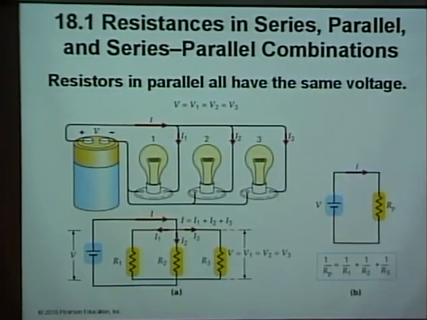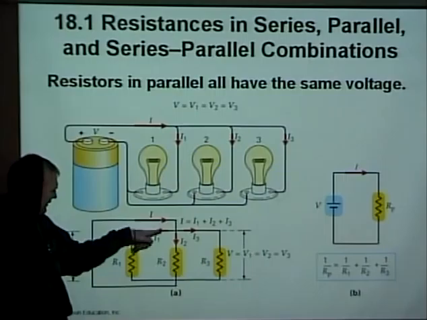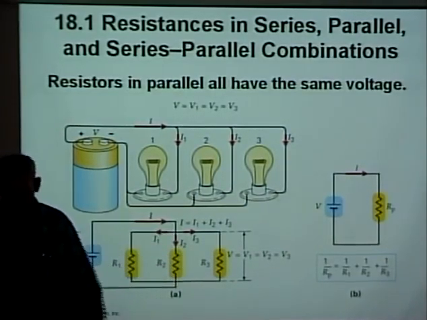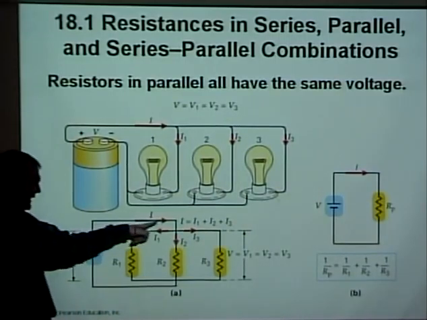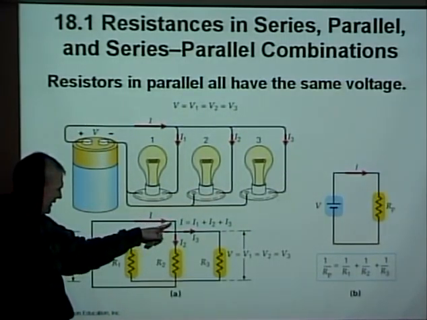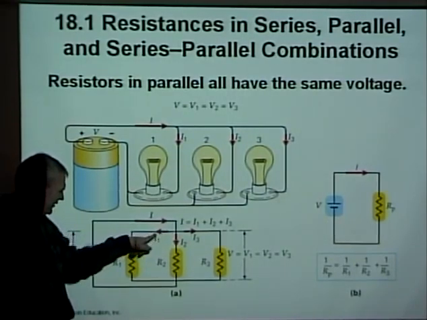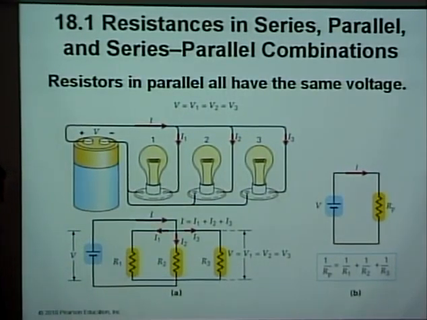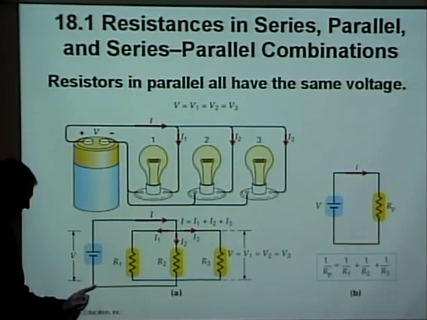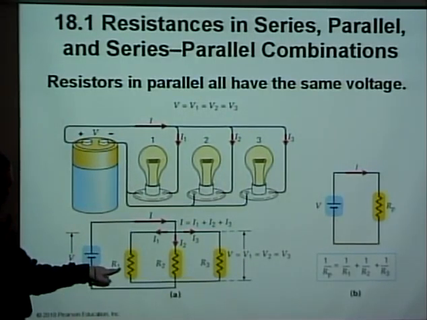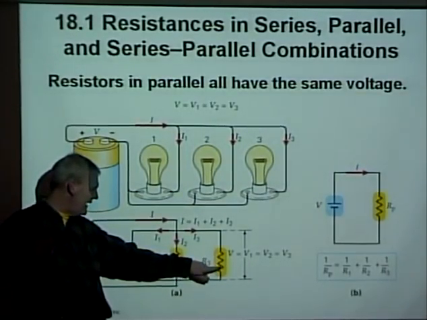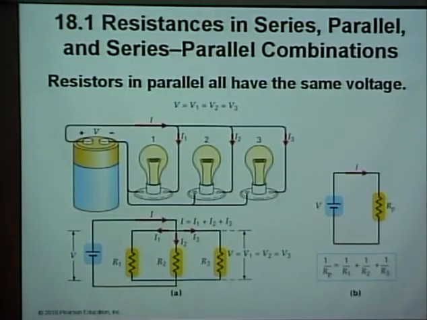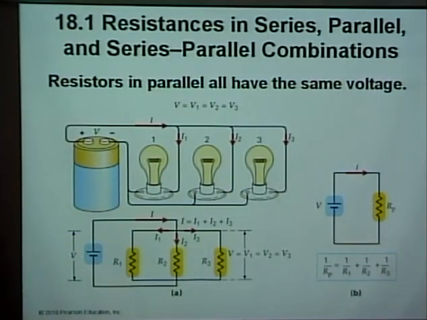Okay, and here they are in parallel. And notice, here's the junction rule right here that we'll talk about in a minute. Notice the current flowing out of here, the current coming here, now hits this thing, and it's going to split up into three different things. Let's say, just for argument's sake, that R1 is 5, R2 is 15, and R3 is 10. Which one's going to have the most current going through it? R1, R2, or R3?